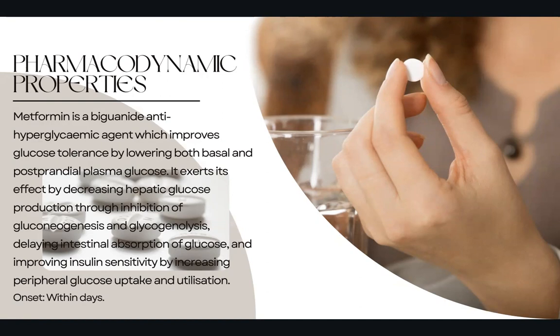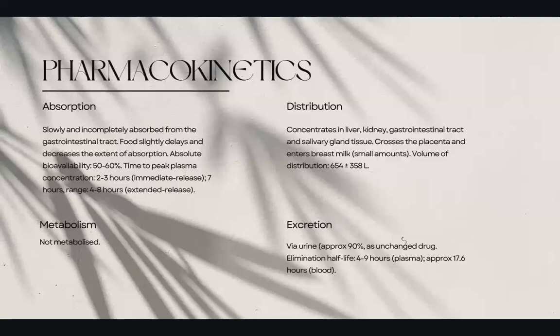It exerts its effect by decreasing hepatic glucose production through inhibition of gluconeogenesis and glucogenolysis. Delaying intestinal absorption of glucose and improving insulin sensitivity may increase peripheral glucose uptake and utilization. Onset is within days. As for the pharmacokinetics, it is slowly and incompletely absorbed from the gastrointestinal tract.